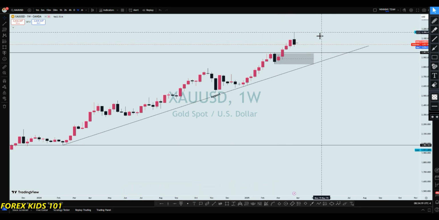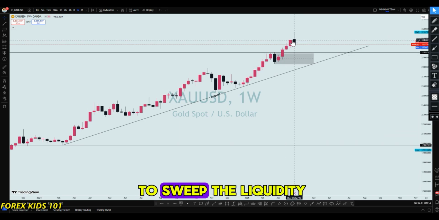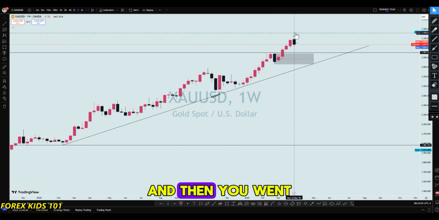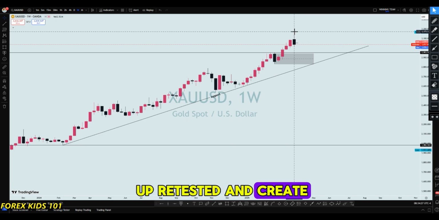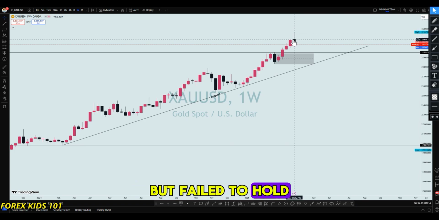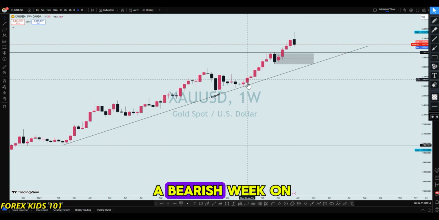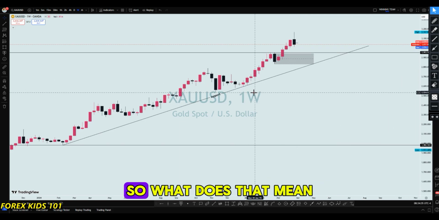We also managed to sweep the liquidity which was above here, and then we went up, retested and created the all-time high, but failed to hold above and fell back inside, closing low with a bearish week on gold. Okay, so what does that mean?